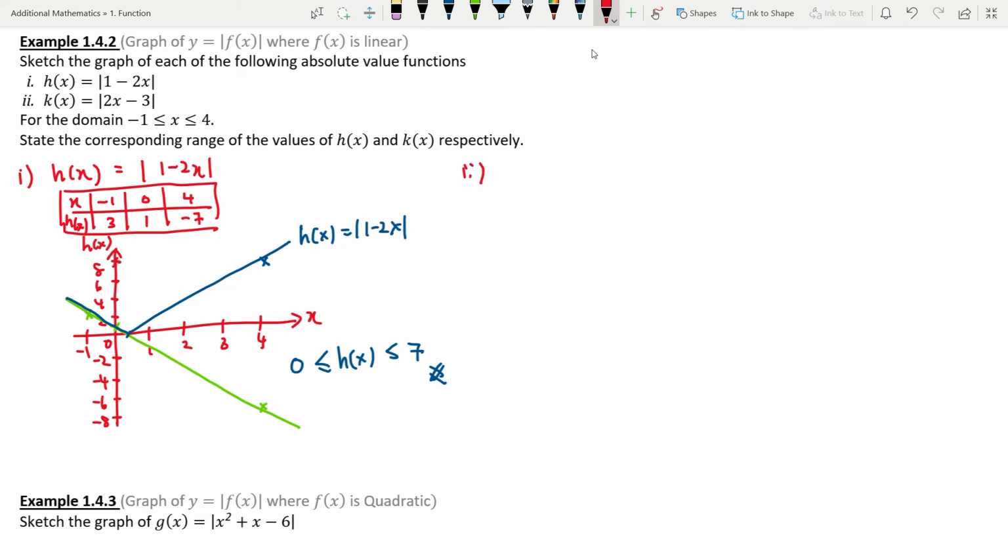For the second one, we are going to sketch k(x), which is equal to modulus 2x minus 3, for the same domain, which is x between -1 and 4. We'll be doing the same thing. We're going to sketch the function k(x) without modulus.